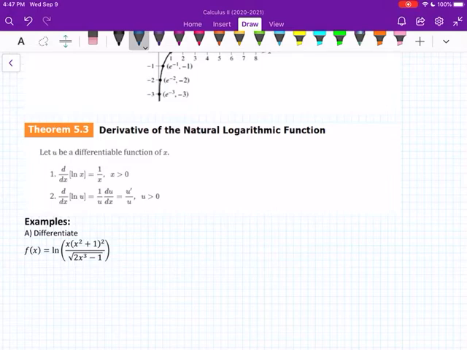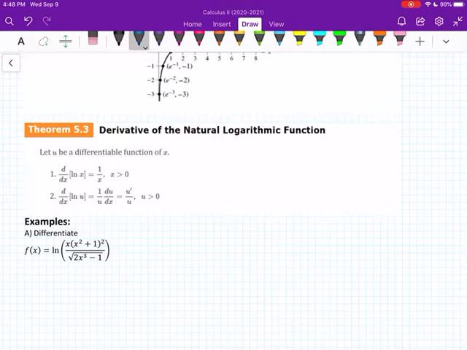So the derivative of natural log of x is 1 over x for x greater than 0. And the derivative of natural log of a function of x, u, is going to be, we're going to use that good old friend, the chain rule. So you get 1 over u times du over dx, or derivative of u over u, where u is positive.